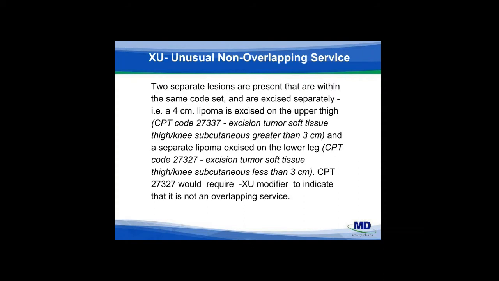And XU is a little tricky, and this is utilized for identifying unusual and non-overlapping services. An example of this would be where separate lesions are present that would not be within the same code set, such as a lipoma being excised on the upper thigh and a separate lipoma being excised on the lower thigh. Where the lower thigh was a separate area, an XU would be appropriate to identify that these are non-overlapping services.